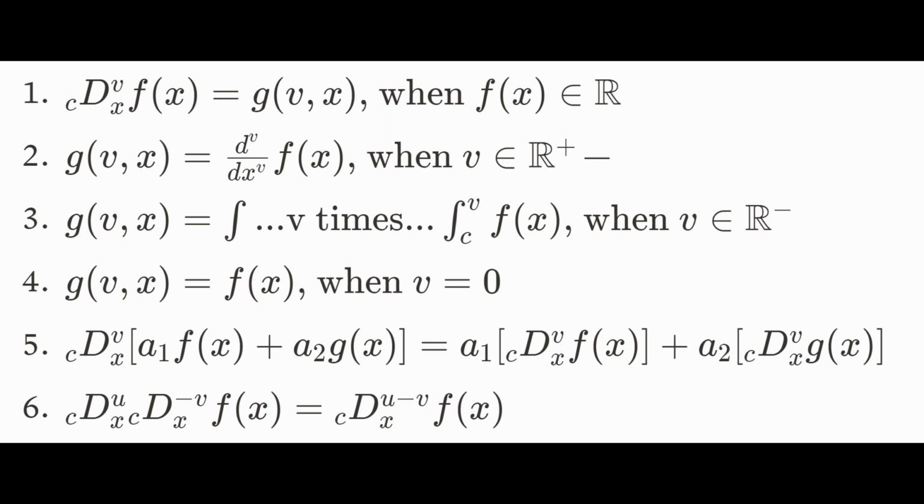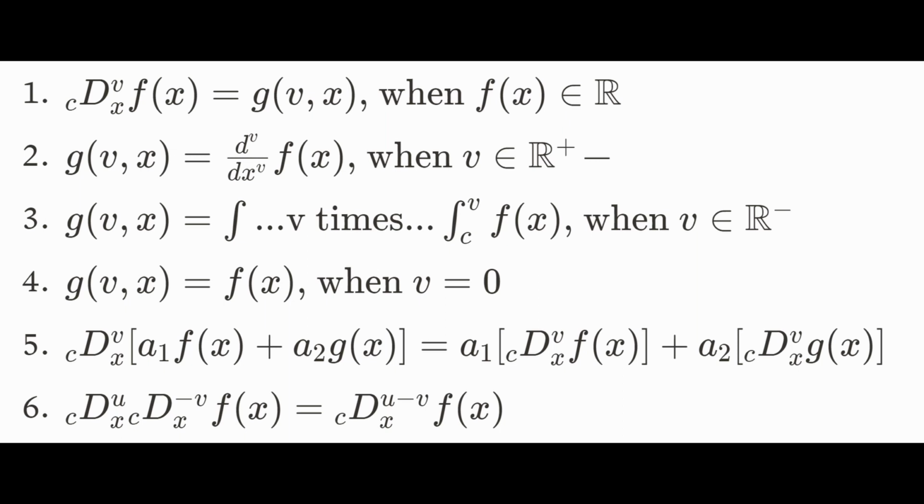One roughly states that the operator yields a real solution that is a function of v and x. 2 states that the operator derives when v is positive. 3 states that it integrates when v is negative. 4 states that it returns the original function when v is 0. The previous 3 rules, in essence, generalize the operator. So now the operator can do both differentiation and integration.